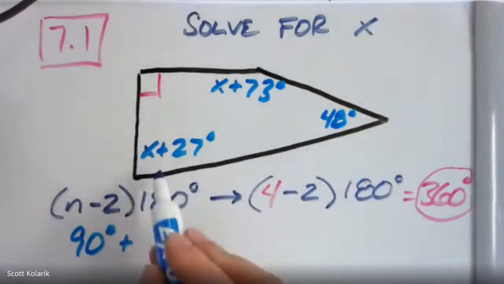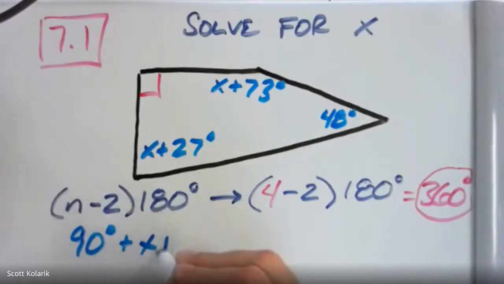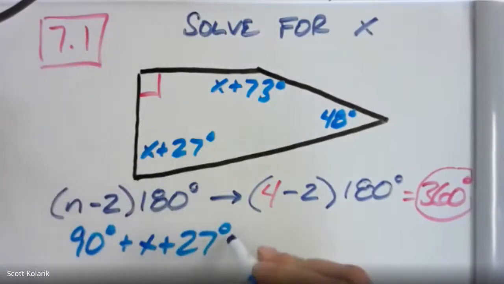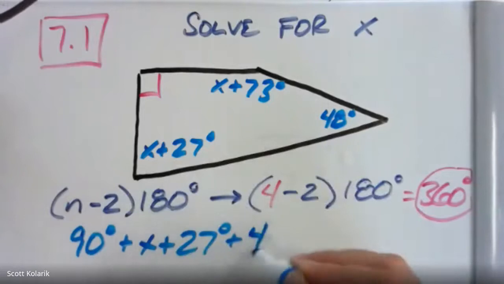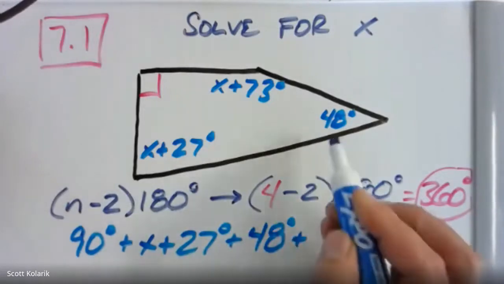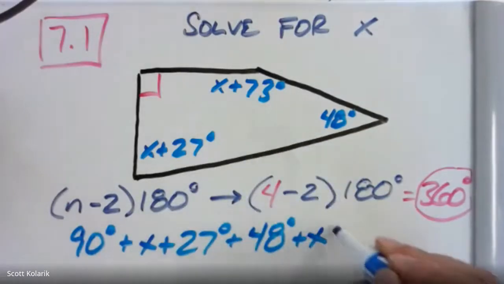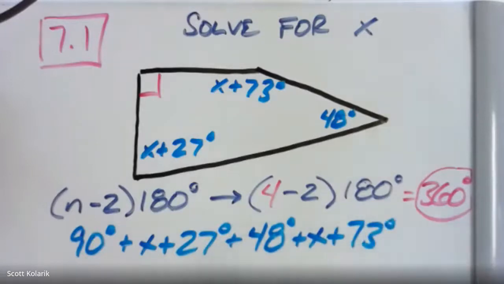So 90 plus x plus 27 degrees plus 48 degrees plus x plus 73 degrees. There are my 4 angles. Their total altogether should be 360 degrees. Again, your figure tomorrow will have more angles and should have a different interior angle sum.